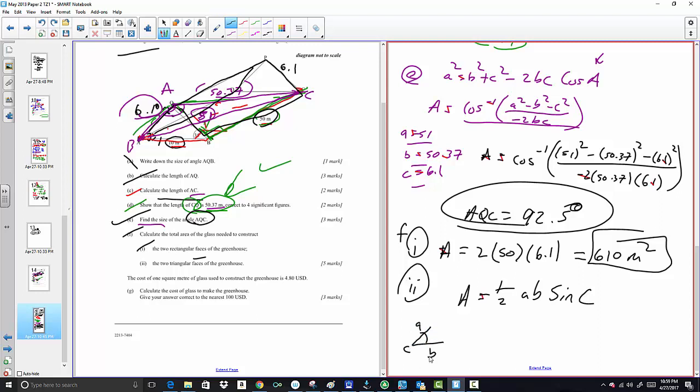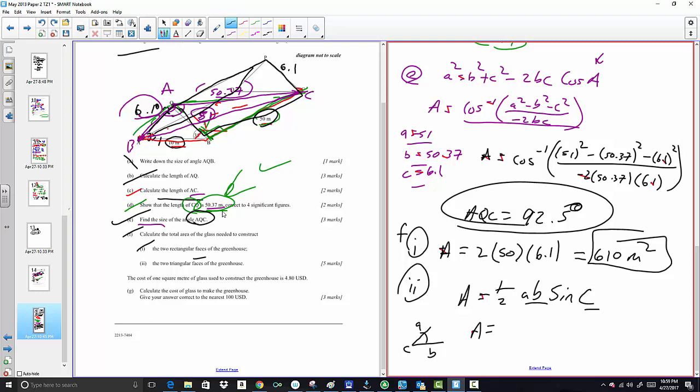So if you have an angle and 2 sides that are adjacent to it, then you can easily find the area of any triangle using this formula. These are just 2 sides that are on either side of this angle. It doesn't matter what these letters are called. So just find an angle, 2 sides around it, and then you have an area. That's how it always works.